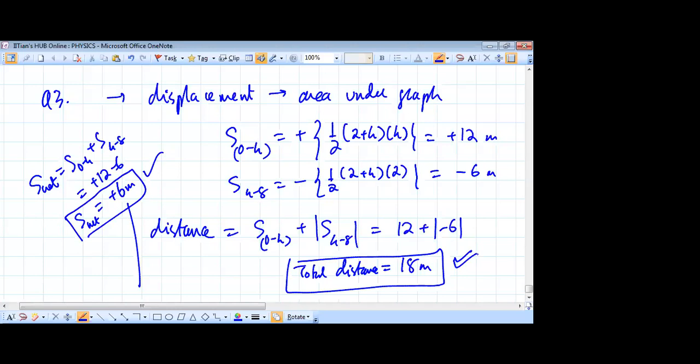Good. Okay. So the only thing I wanted to bring to your notice is in this type of question, you have to be careful about the difference between distance and displacement. Okay. So this is clear.